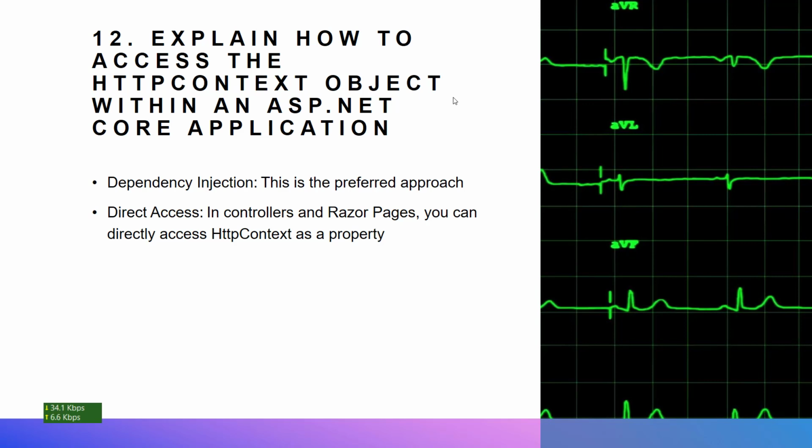The other way is direct access in the controller and in the user pages. You can directly access HttpContext as a property. So you will get the HTTP context, and from the HTTP context you can get the request, and from the request you can do whatever you want. So there are two ways to get the HTTP context object, one using dependency injection and the other using direct access.